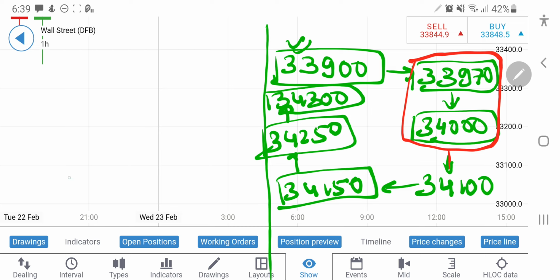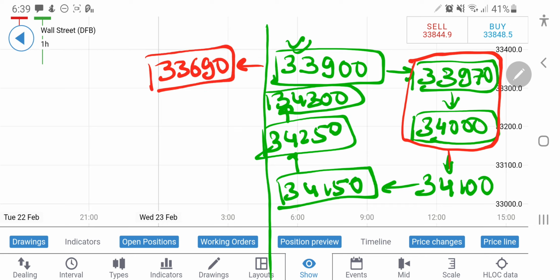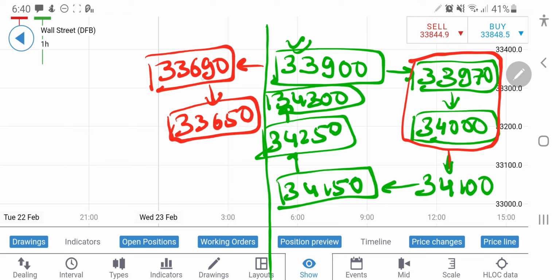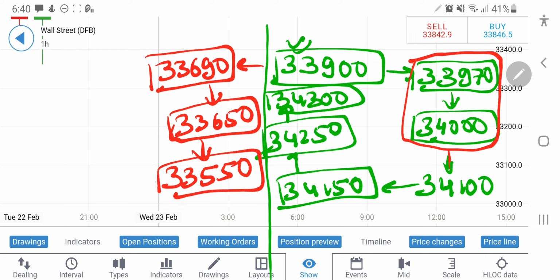Now, where to go short? A short entry is only below 33,690. If it breaks 33,690, you can take a short entry for 33,650. Now from here also it can reverse anytime. It can reverse on the upside towards 33,900 levels or 970 levels. And if it breaks 33,650, then you can expect 33,550 levels. This is going to give a very strong support for US30, and then 33,500.